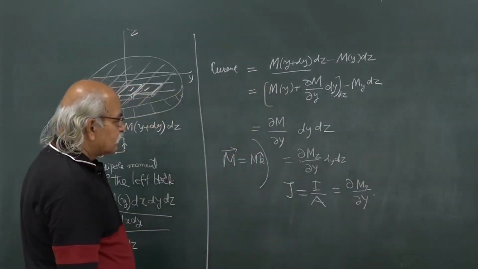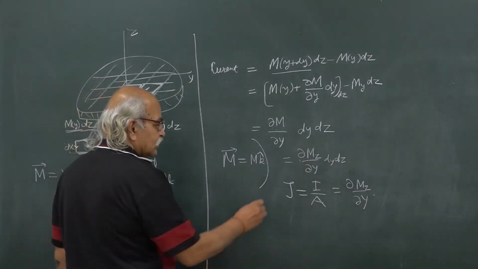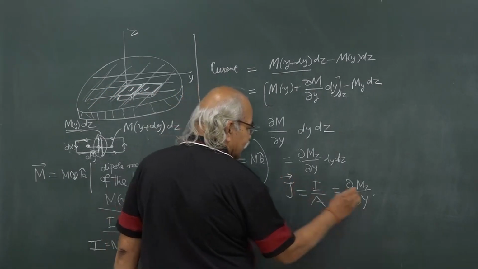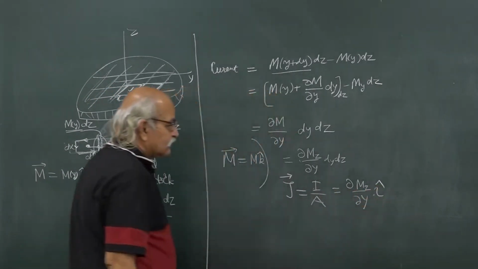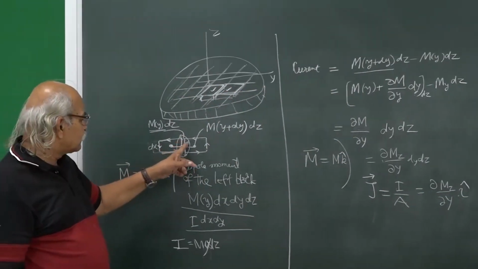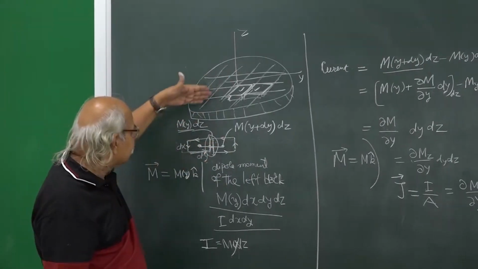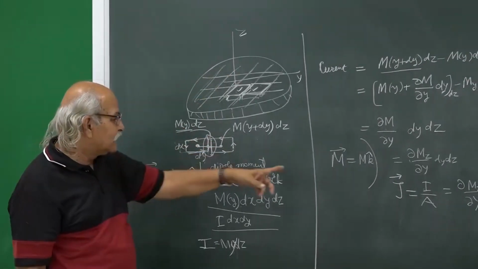This is our J, and it is in the x direction. So I can put a vector here and an i cap here, right. The current which we have deduced from here is in the x direction. This is our x direction. So it is in this way.